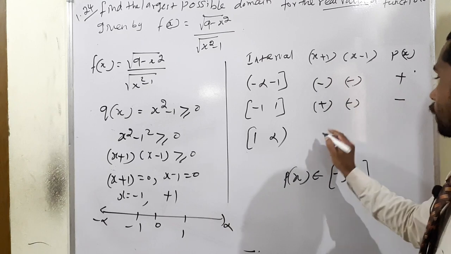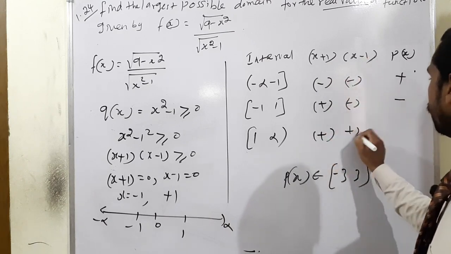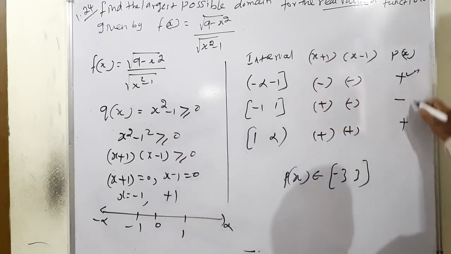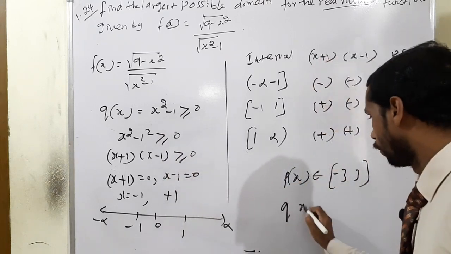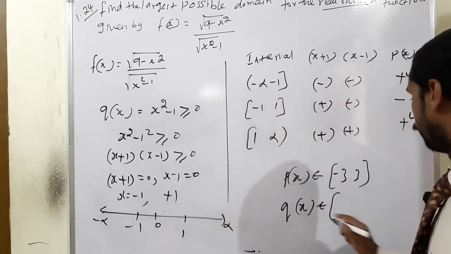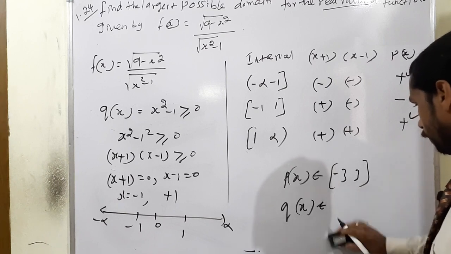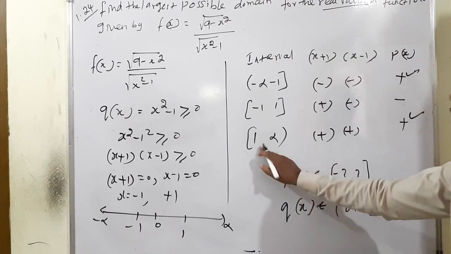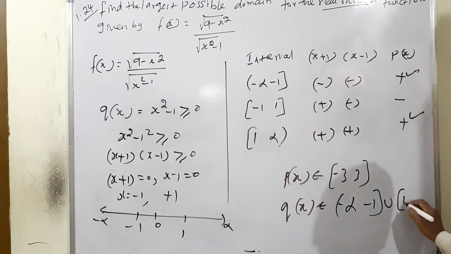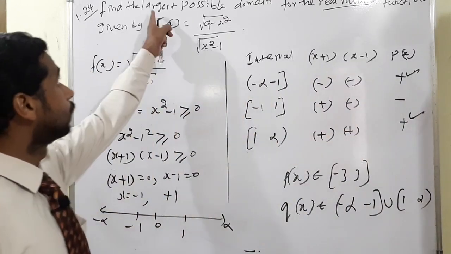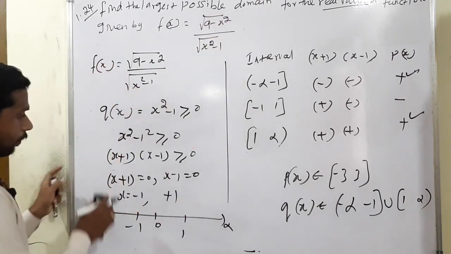Here both are positive: true plus positive, true minus again positive. The condition is greater than or equal to, so only positive values count. Therefore x belongs to, only positive, minus infinity to minus 1 open interval, union 1 to infinity. So from this we have to take it with the original possible domain. What will the answer be?